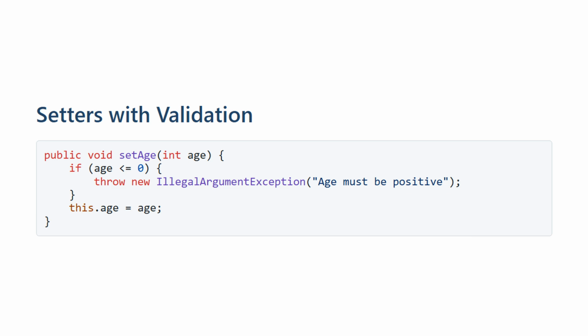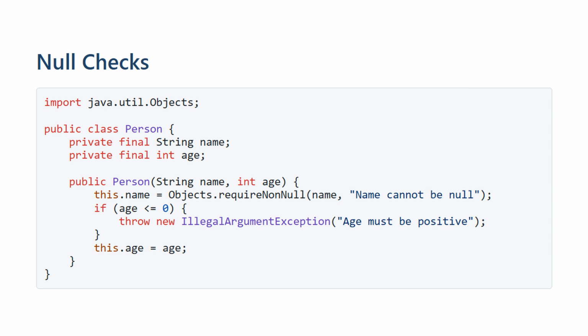But what if your class allows changes later? Every method that modifies state must enforce the same rules. Never assume the caller will pass valid data. Always check. This is called defensive programming, and it prevents bugs from creeping in. The principle is simple. Validate early, fail fast. If something is wrong, throw an exception immediately rather than letting the object live in an invalid state. This approach makes your classes robust and predictable, and it's the foundation for building reliable APIs.